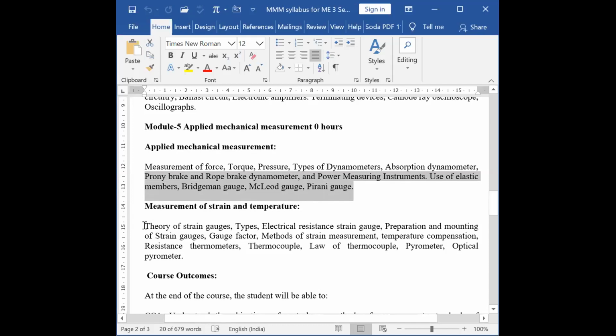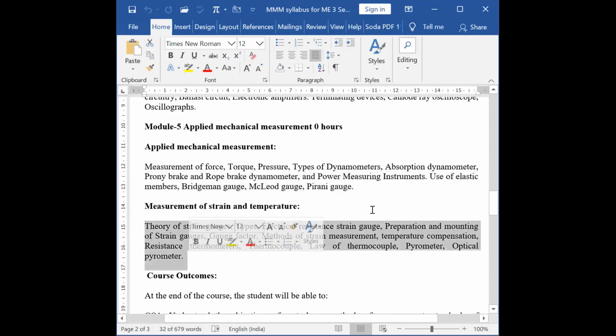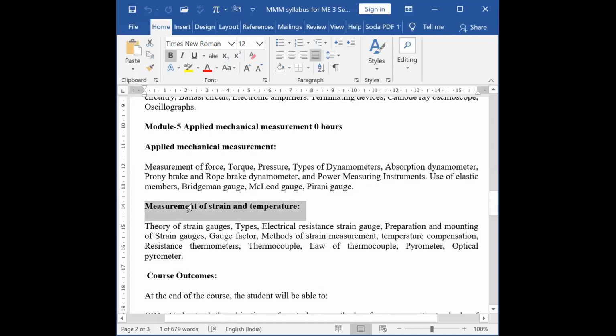So now the rest of it is related to measurement of strain and temperature. So now you should tell me the importance of strain and temperature, why it has to be measured, what is the need, and then you briefly tell what all you have studied. Okay? Yes, ma'am. Just a minute.